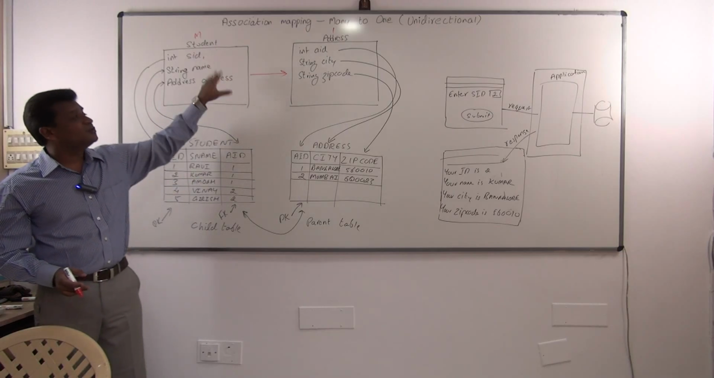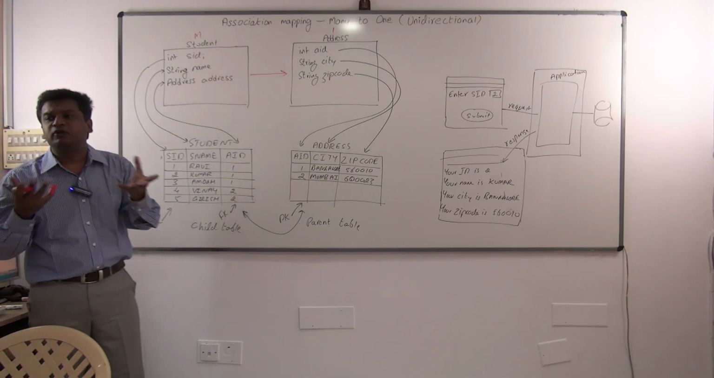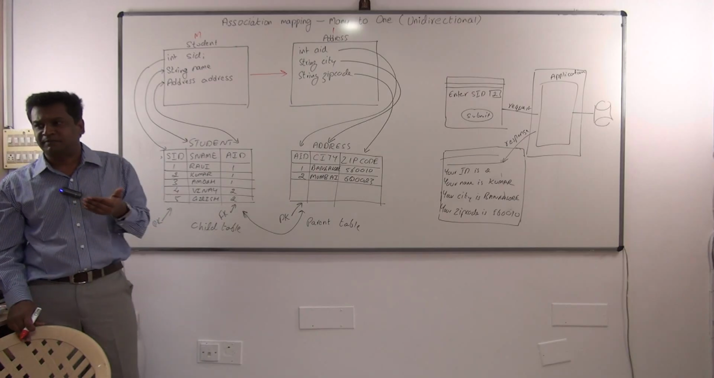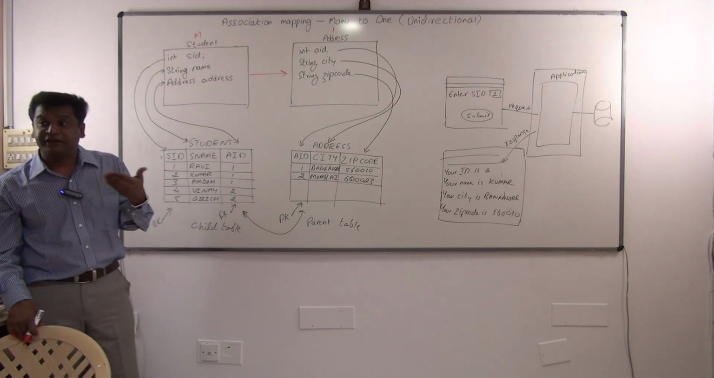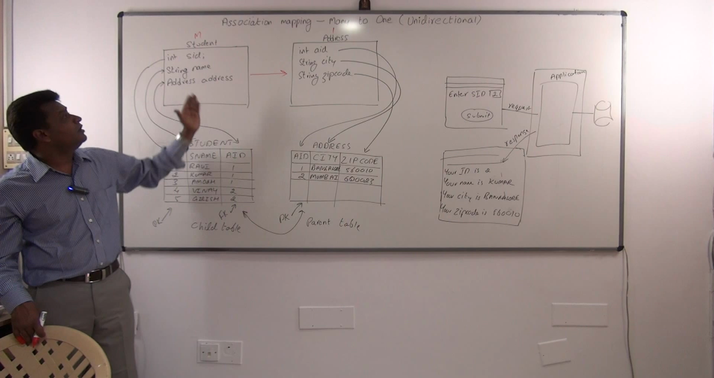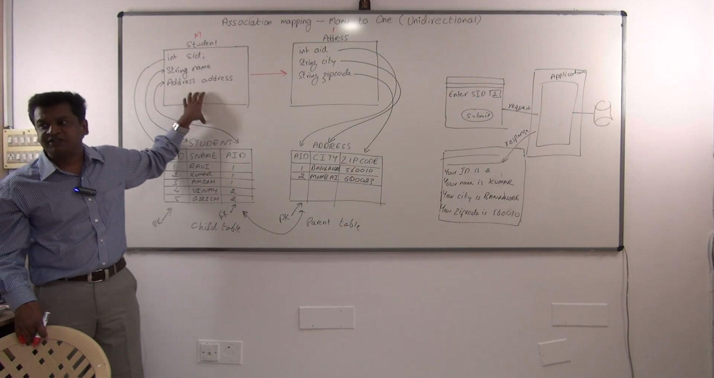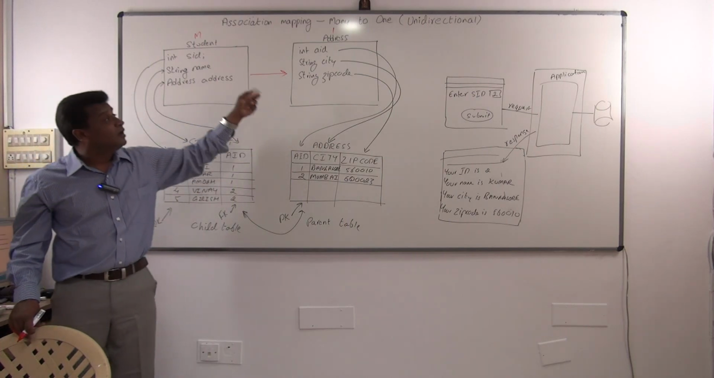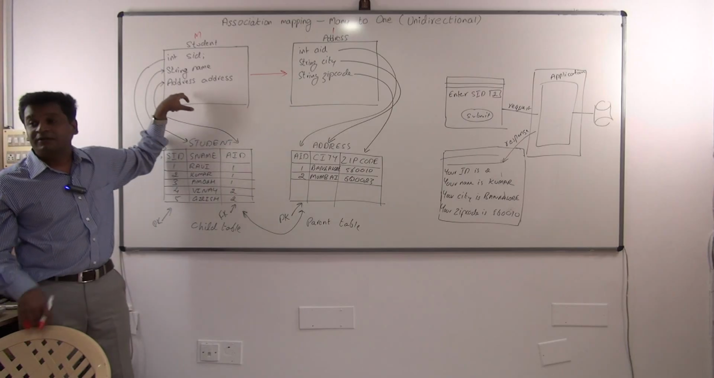See the point now. Association mapping means relating two classes. That is what you mean by association mapping: relating two classes or entities. Then next, many to one is the cardinality. Many students are staying in one address. Lastly, unidirectional means what?